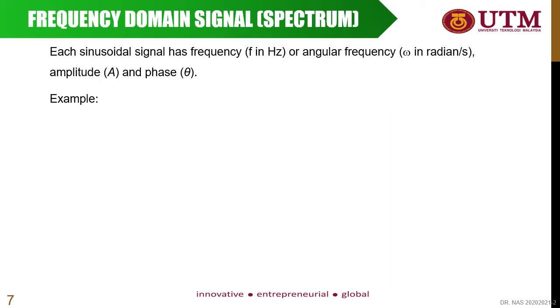A sine or cosine signal can also be represented in frequency domain, also called a spectrum. Spectrum means the signal in time domain being plotted in frequency domain. The frequency domain can be either in hertz, f, or in omega, radian per second. So you need to be consistent: if you use f in the equation, make sure you use f in the graph as well.